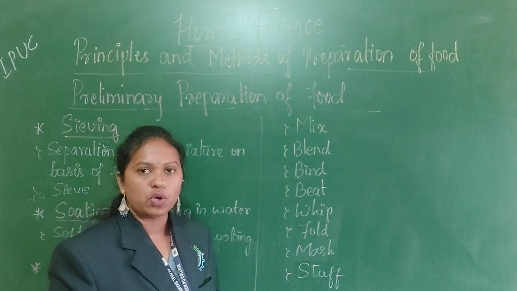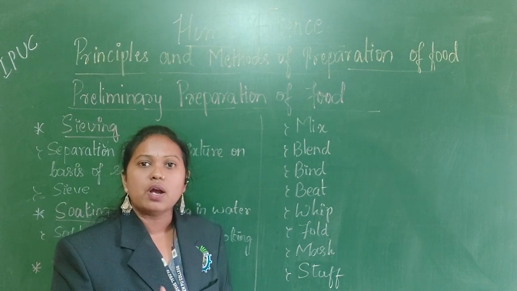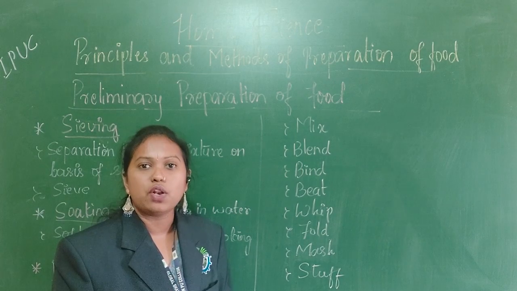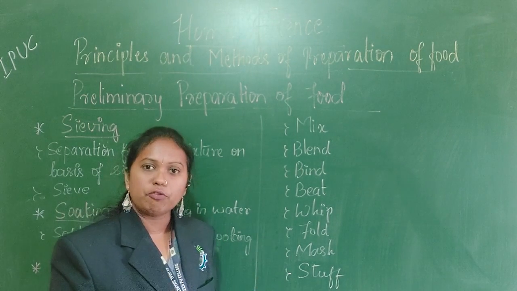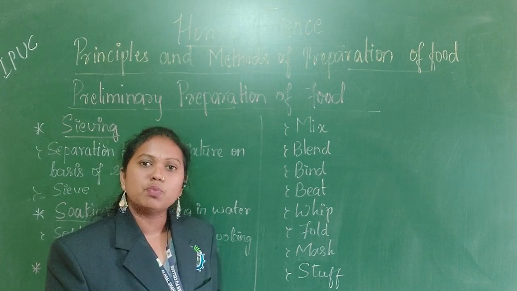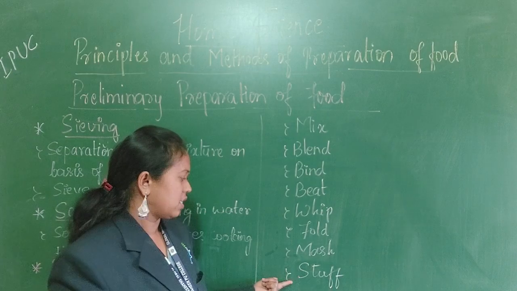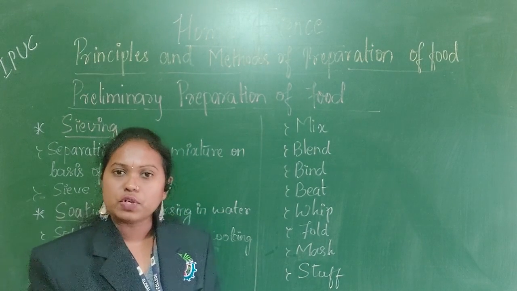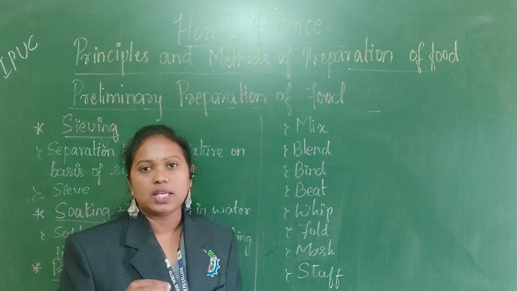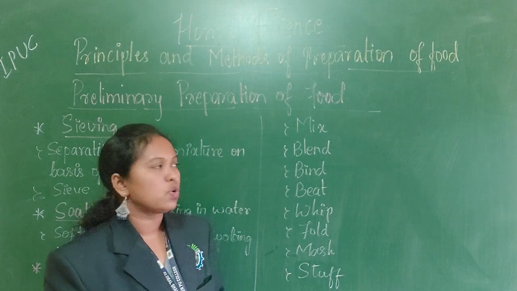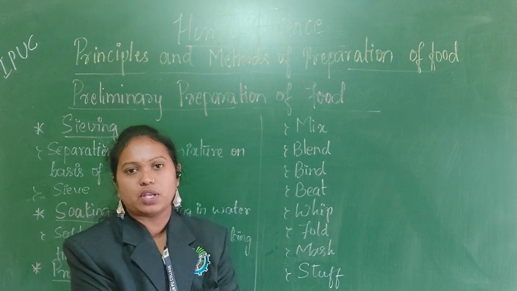The next one is fold. Fold means the light mixing by gently turning one over the other. Mash. Crushing the food into a smooth mix is known as mashing. And stuff means filling a foodstuff, for example, stuffing mashed potato in parathas. So, these are some of the processing methods.